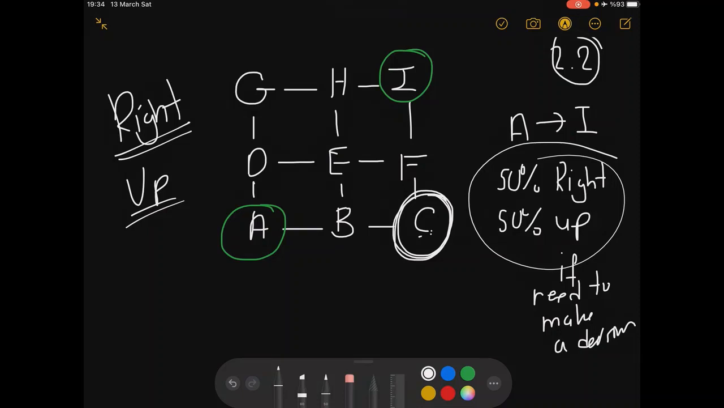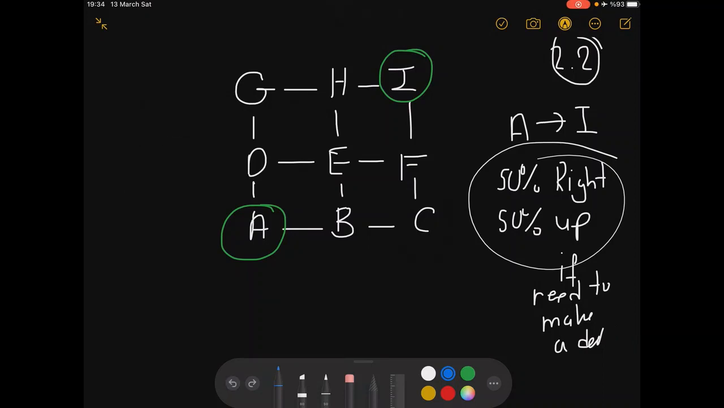If you are at C, for example, with 100% probability you will go up, because there is no way to go right. However, if you're at E, for example, you will choose between going this way or this way, with 50% possibility in each direction. So that's the idea, and the only allowed actions are right and up.